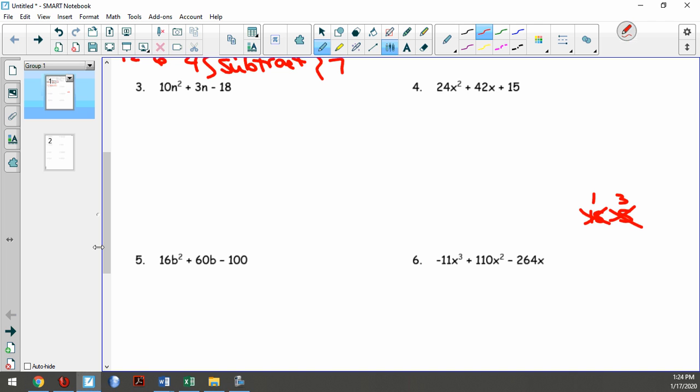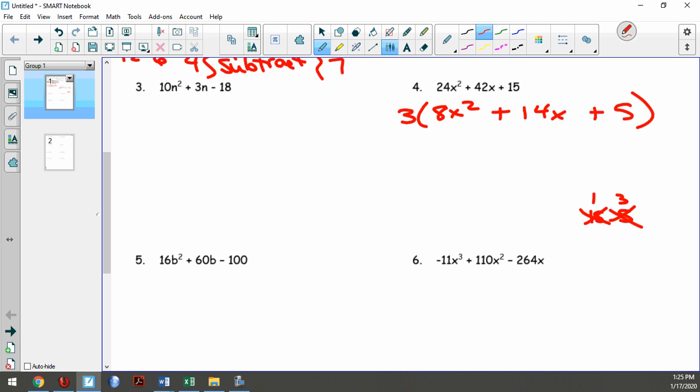Is 24 divisible by 3? Yes. So do I have a GCF? Yes. And what is it? A 3. So we're going to pull out a 3. So we're going to divide each and every term by 3. What is 24x squared divided by 3? 8x squared. What is 42x divided by 3? 14x. And what is 15 divided by 3? 5. Do we see that? Yes or no? Yes. We good? Did you say yes or no?